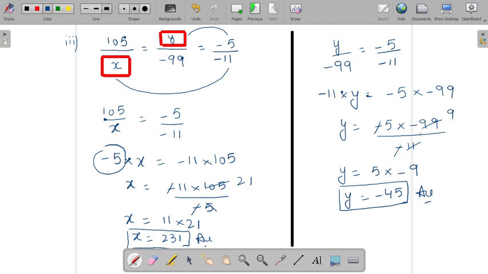If you know any other method to solve these type of question, you can do it. I hope that this fill up is clear to all of you. That's all for today. Thank you and have a nice day.